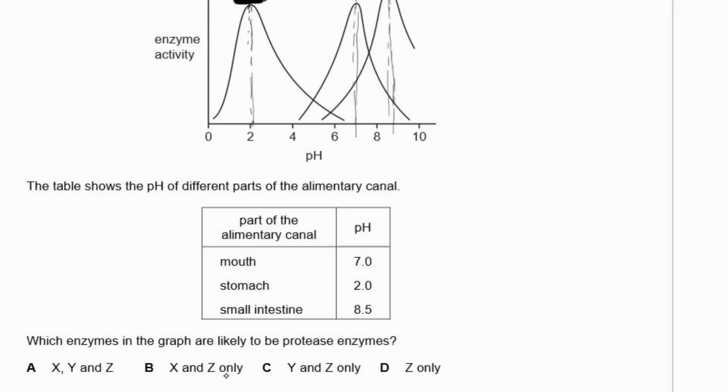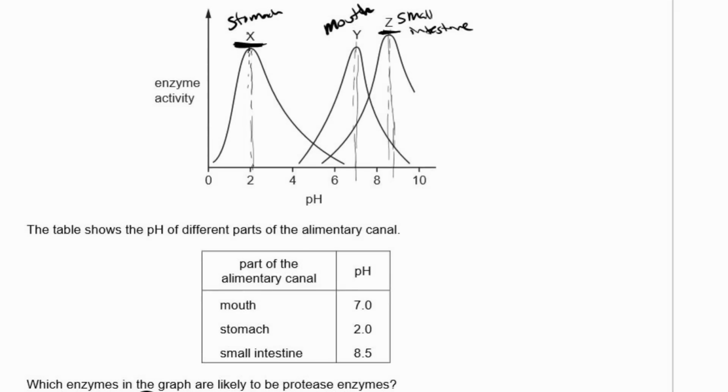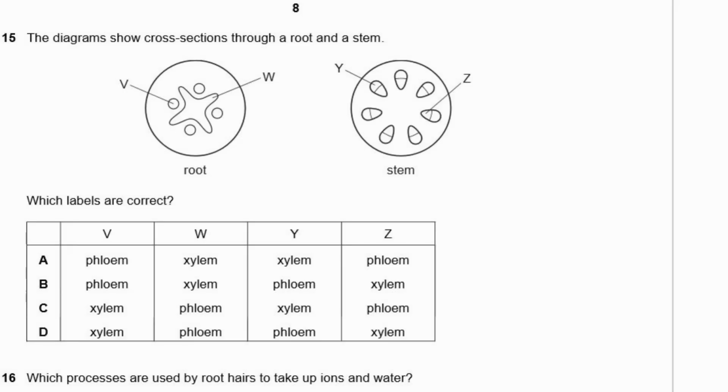So X and Z. X was in the stomach, Z was in the small intestine. The answer is B. Just look at that again. X in the stomach, Z in the small intestine. There we go. Question 15.